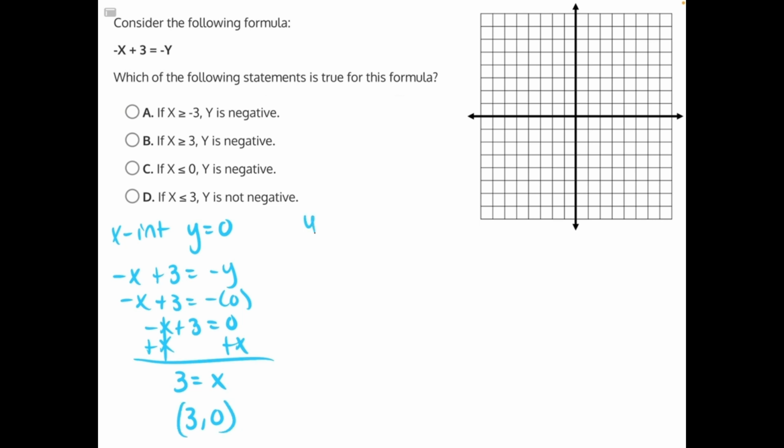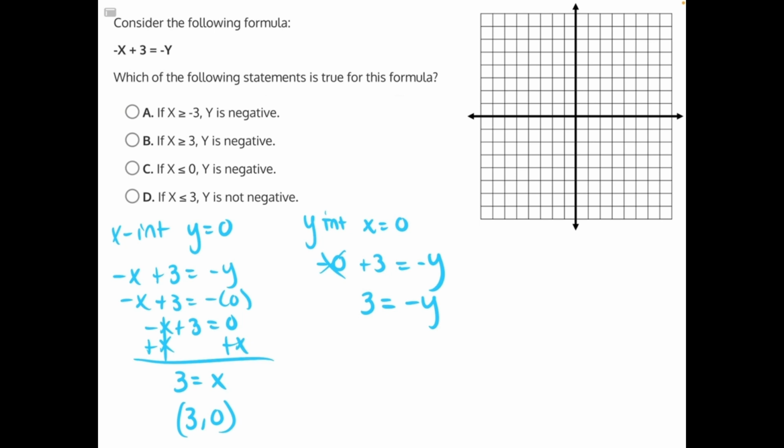Then we can find our y-intercept, which is where x is equal to 0. And we can plug in negative 0 instead of negative x, plus 3 equals negative y. Again, negative 0 is just 0, so we can get rid of that. 3 equals negative y.